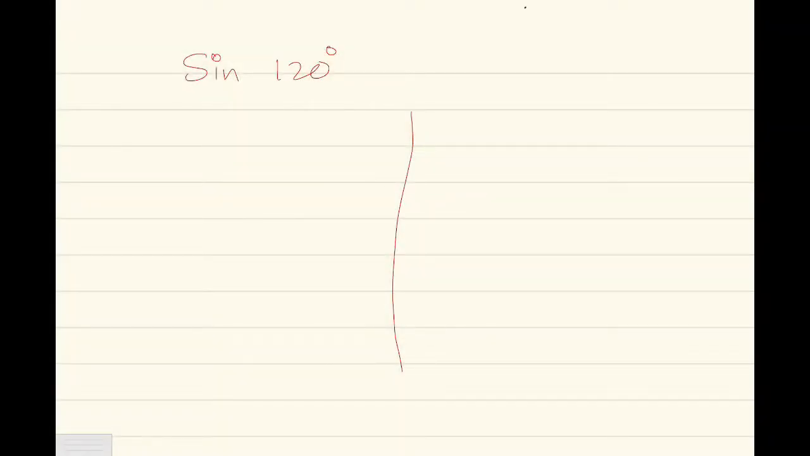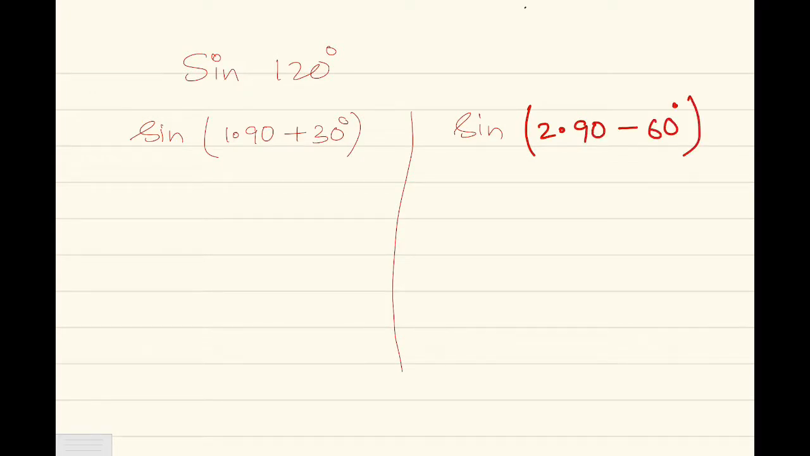Okay, the second one, what about sine 120 degree? How to find the value of sine 120 degree? So I have two options again. So I can either write it as sine 1 into 90 plus 30 degree. That's option 1. Or option 2, I can write it as sine 2 into 90 minus 60 degree. Is that correct? Because 180 minus 60 is also 120, and even here 90 plus 30 is also 120 degree. Got it? So both ways, let's solve it.